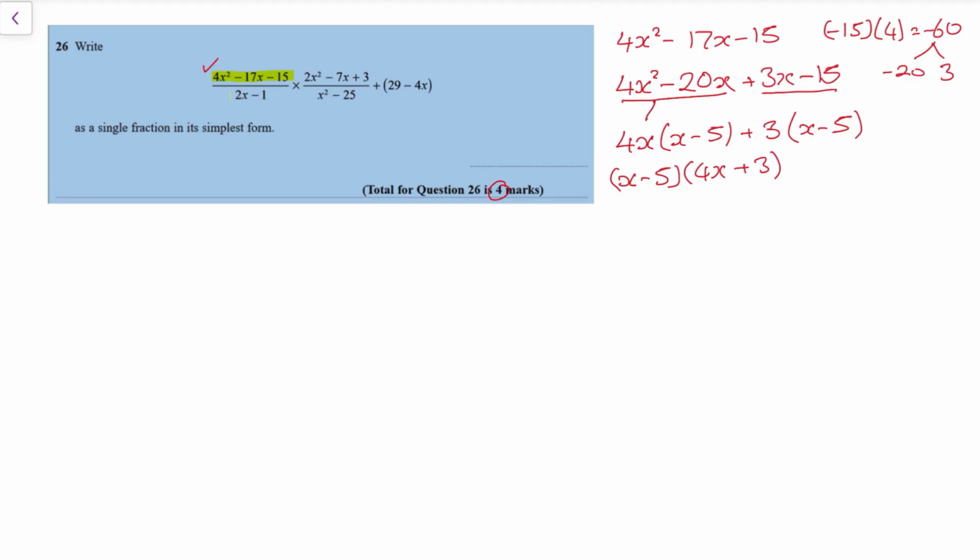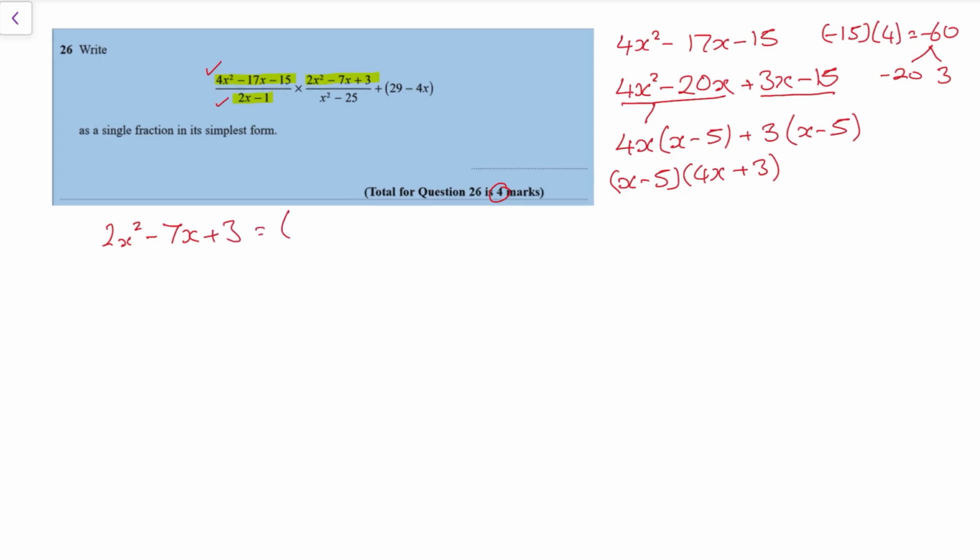Now the 2x minus 1 is 2x minus 1. Not much I can do there, so I'm just going to leave that as it is in the way I can see it. Then I'm going to move on to the 2x squared minus 7x plus 3. Let's do this one over here because space is going to be a premium for this question. So it's going to be 2x squared minus 7x plus 3.